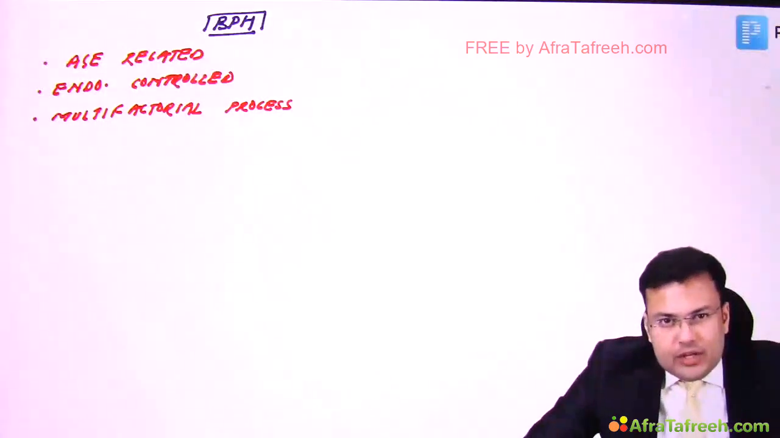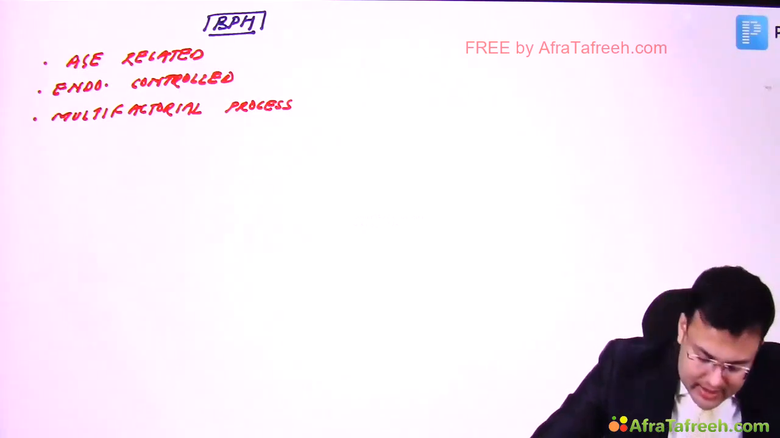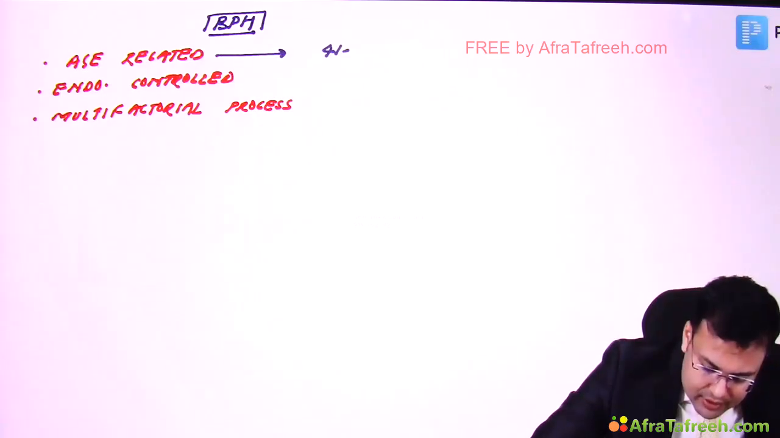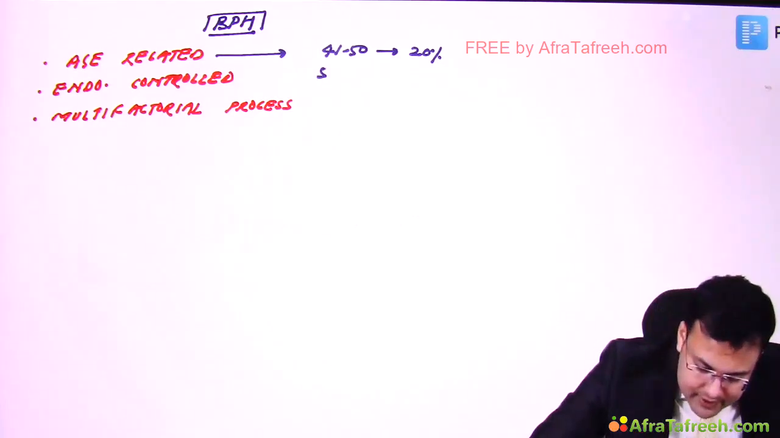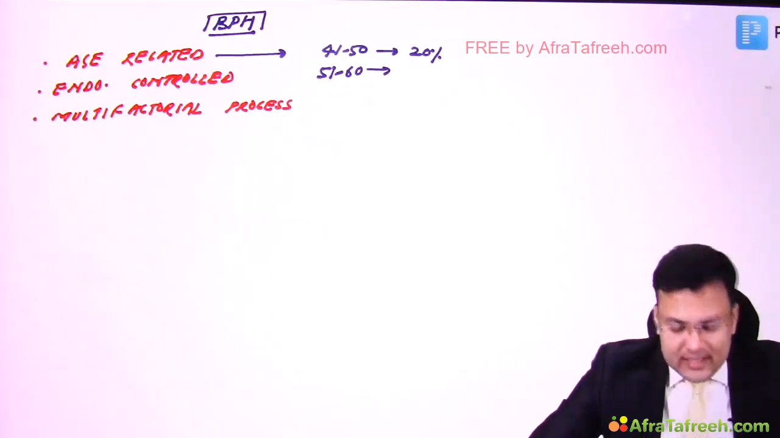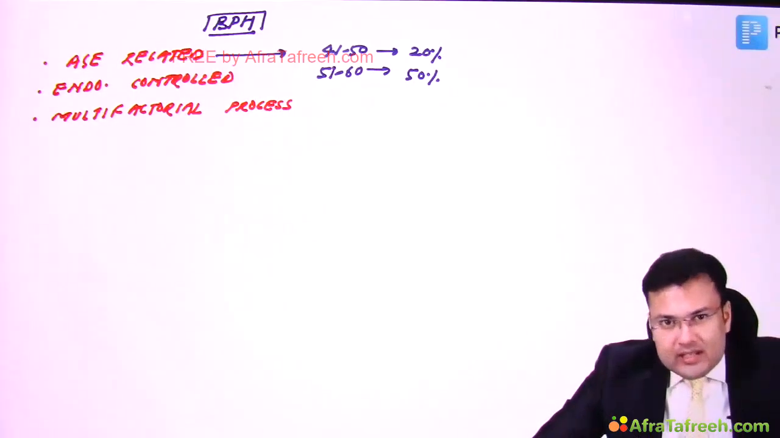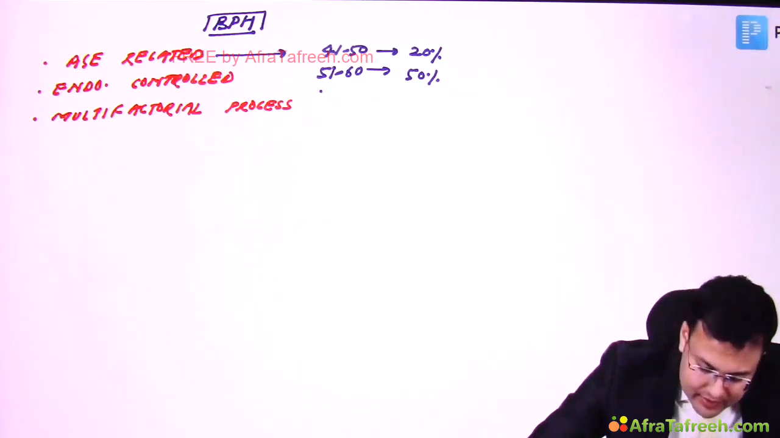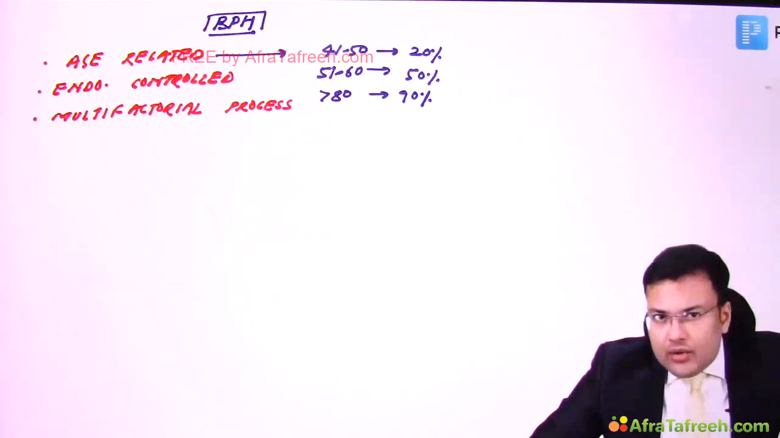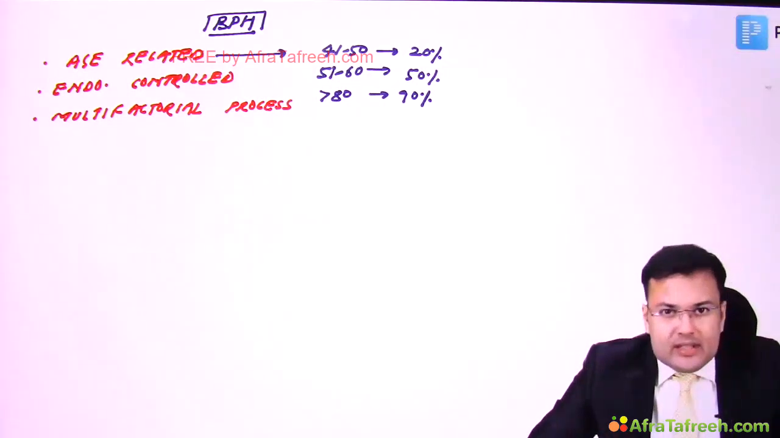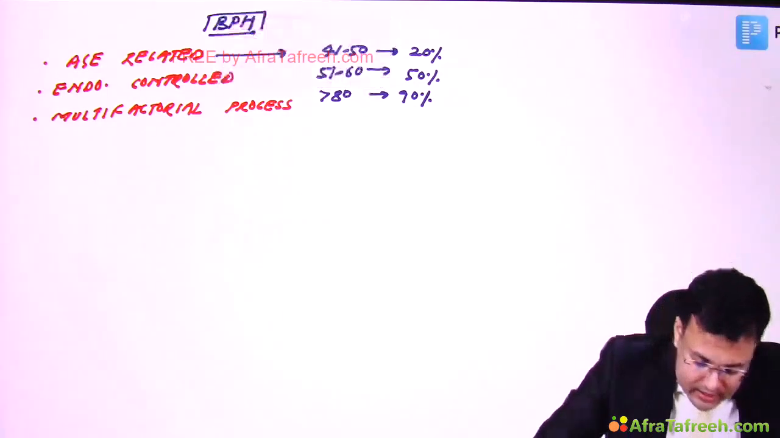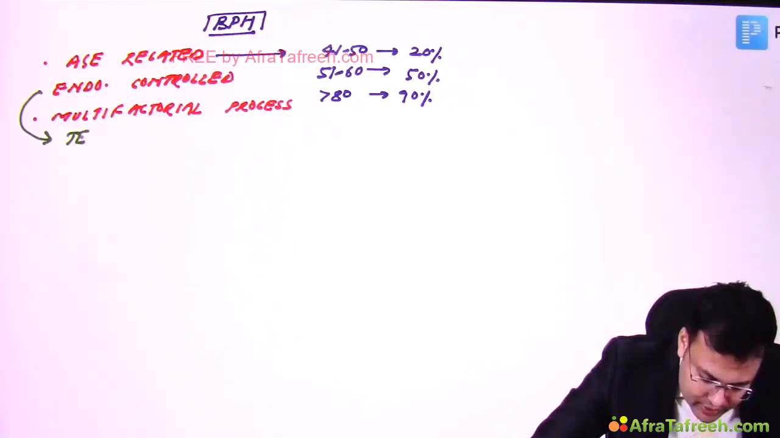If you see the age 41 to 50 years, in this particular age group 20% patients have BPH, right? So if the age is 41 to 50 years, what is the incidence? It's 20%. And if the age is 51 to 60 years, now see how much is the incidence? It is 50%. And whenever the age of patient is more than 80 years, how much is the incidence? It is 90%. It is endocrine controlled. Endocrine control means it is under the influence of which hormone? It is under the influence of testosterone.